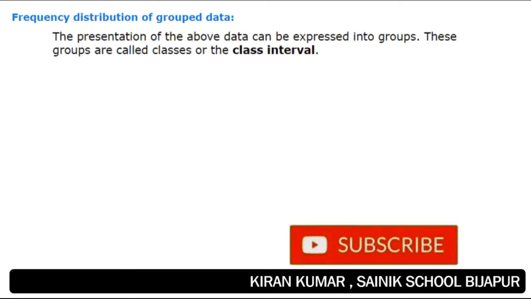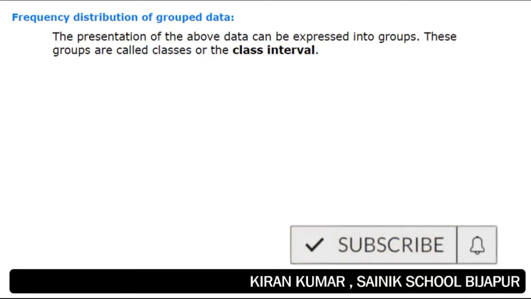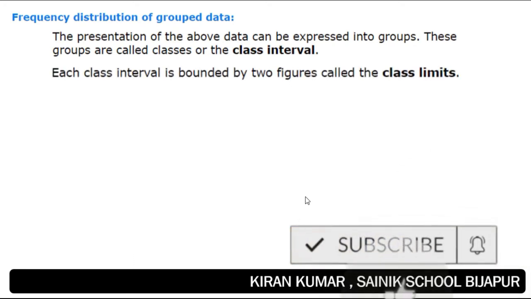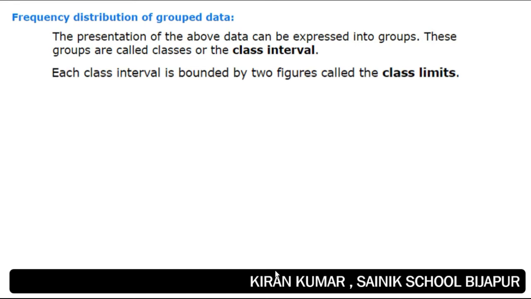And each class interval is bounded by 2 figures. They are called class limits. For example, for the marks and the number of students of the previous example, from 0 to 10 marks, no students are there. From 10 to 20, there are 11 students. From 20 to 30, there are 9 students. So here, the same information is being given in terms of the class interval.